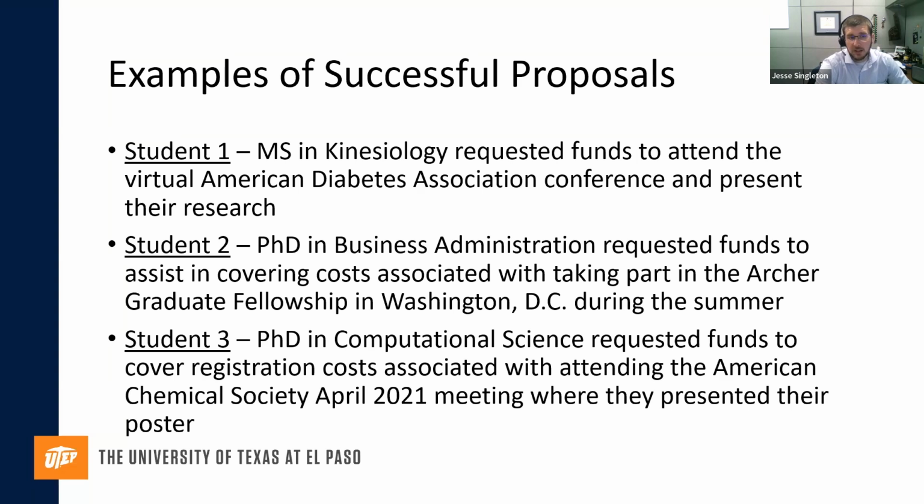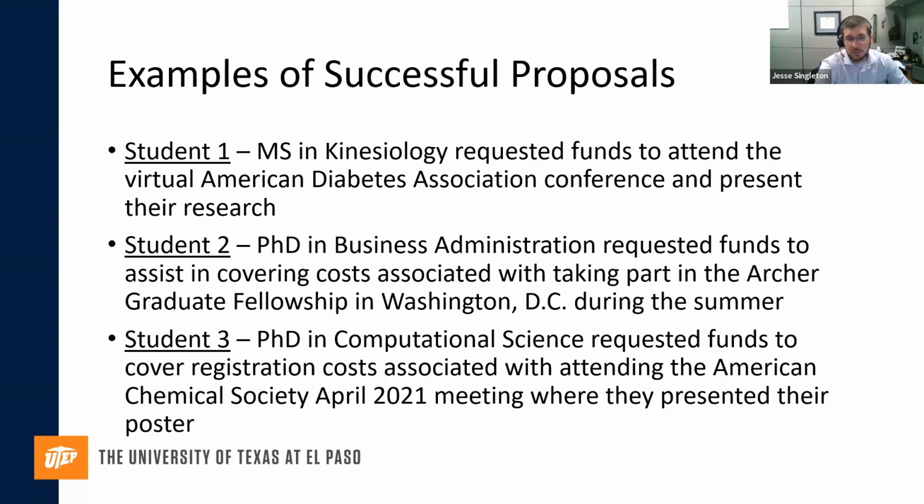They wrote a great proposal. And so there we were paying for the cost of their virtual registration. We have an example of a doctoral student in the PhD in Business Administration requesting funds to assist covering costs associated with taking part in the Archer Graduate Fellowship in Washington, D.C. during the summer. They specifically requested assistance with covering the travel costs to and from on a daily basis to their fellowship. Essentially, it was train fare. They needed a train card to go to and from their internship site all summer. And it was a great application, so we did fund that.